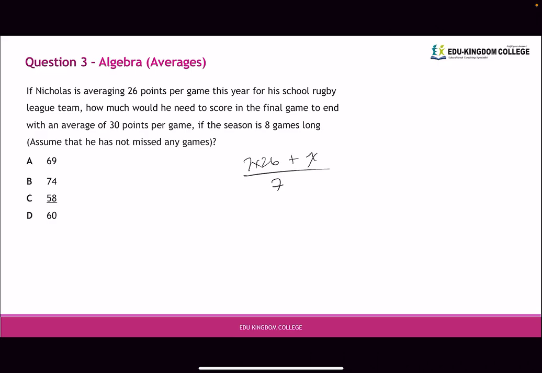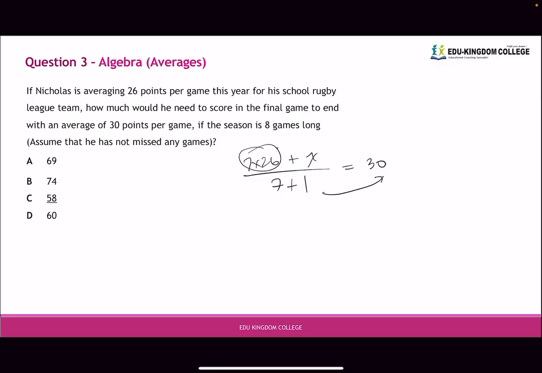So we don't know what his score is going to be, we're trying to find that in his final game. His final game is just worth one more game, so we're going to add 1 to the total number of games, and we know the goal is 30 points over the 8 games. So 7 plus 1 is 8, multiply it, and it should give you 240.